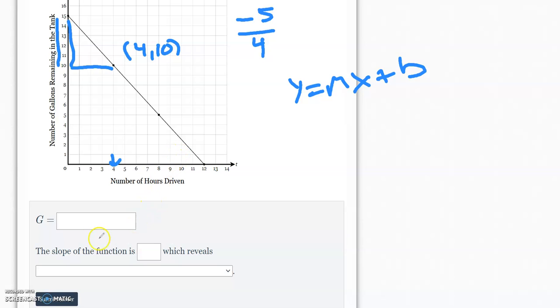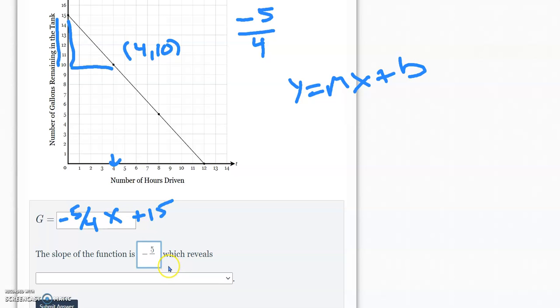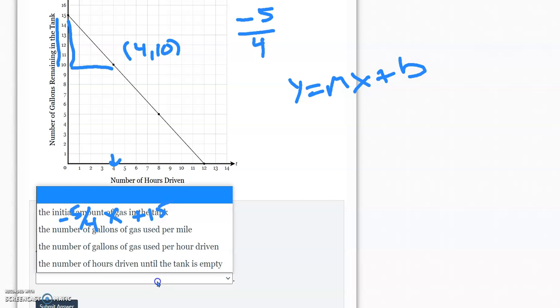So how does that equation look? Well, we can just type it in, -5/4 x, because we found the slope. And we're going to use the y-intercept. Let's observe the y-intercept. It starts at 15 gallons. The next part is to reveal the slope of the equation, which we already said, -5/4. So we'll type that in, and then we're going to say what that means.